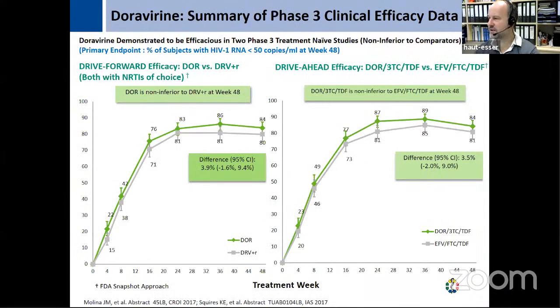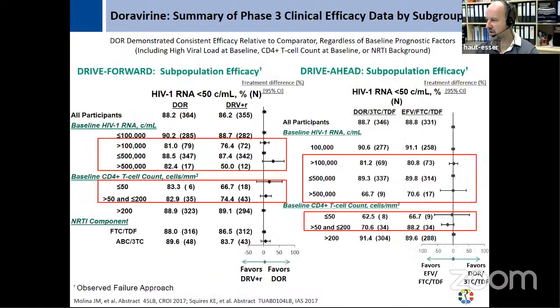And here you see the results in the DRIVE-FORWARD study and also in the DRIVE-AHEAD. The efficacy was 84% after 48 weeks. And in both studies, Doravirine was non-inferior compared to boosted darunavir and to efavirenz. And you see there was no difference if you look at higher viral loads. It was the same efficacy, and also a lower CD4 count has no influence on the outcome of the study. So it's also a stable result for advanced patients.